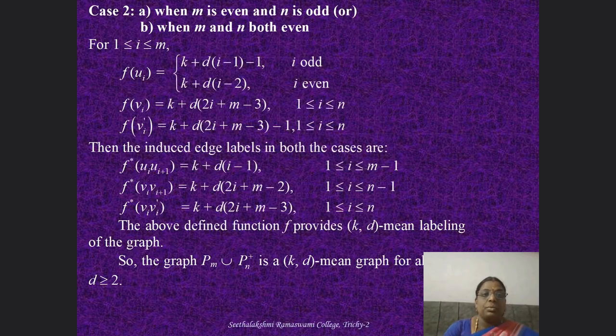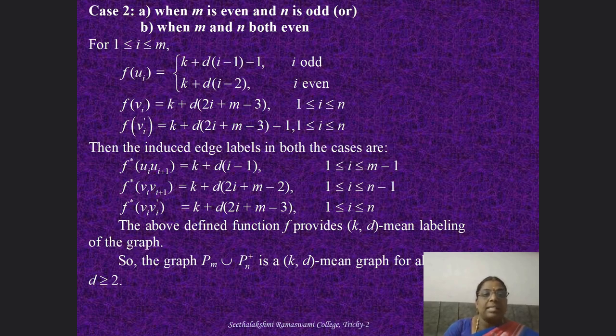For case 2, when m is even and n is odd, or when m and n are both even, we label the vertices as f of ui equal to k plus d into (i minus 1) when i is odd, and k plus d into (i minus 2) when i is even. f of bi equal to k plus d into (2i plus m minus 3) when 1 ≤ i ≤ n, and f of bi dash equal to k plus d into (2i plus m minus 3) minus 1 when 1 ≤ i ≤ n.